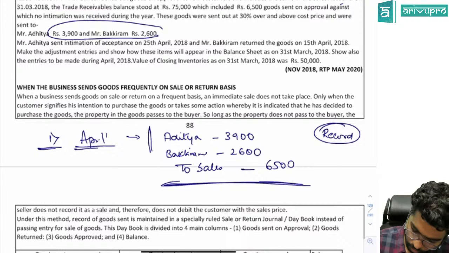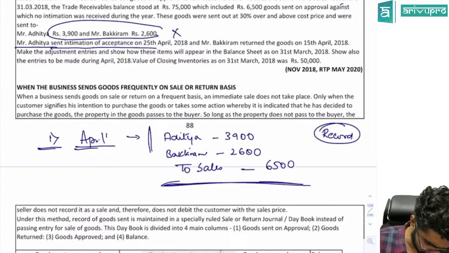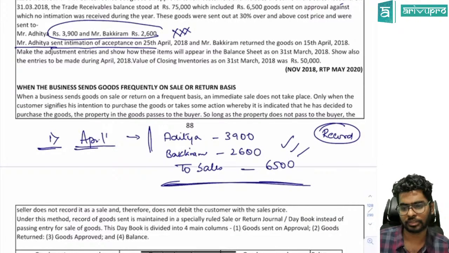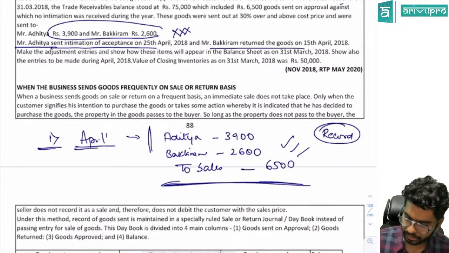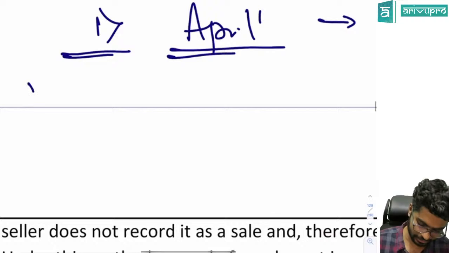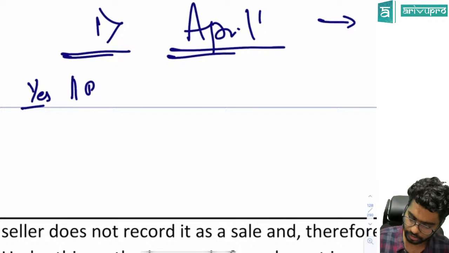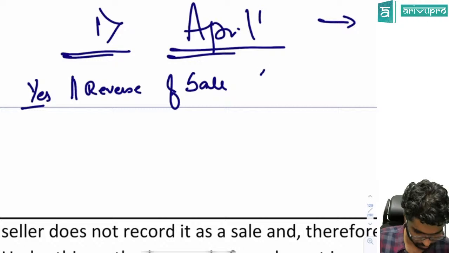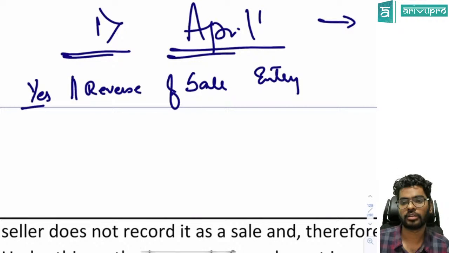Done. Now Aditya sent acceptance. Do you have to pass any entry? No. Why? Because I've already passed the sale entry. Bakiram returned the goods. Should I pass the entry? Yes. I have to do the reverse of sale entry. Are you clear?